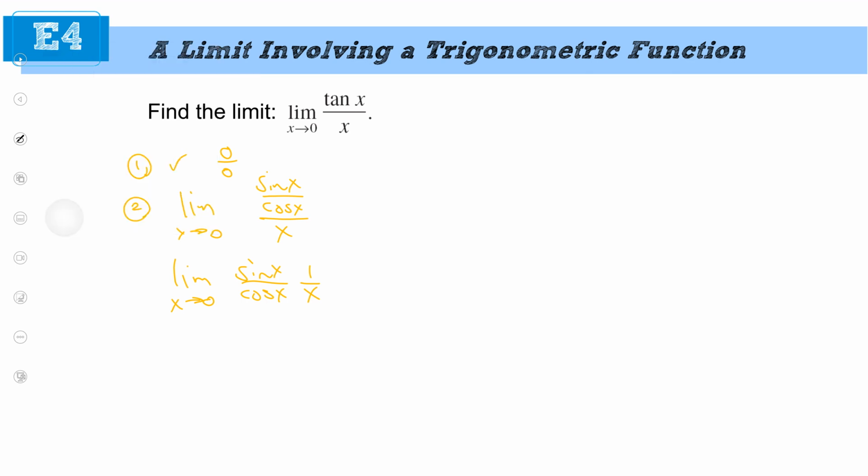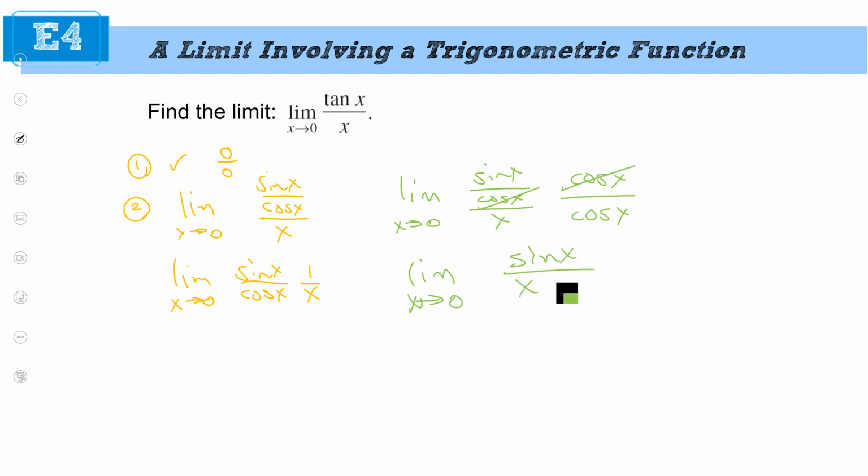Let's use green. The limit as x approaches 0 of the sine of x over cosine of x all over x, times cosine of x over cosine of x. Is that a legal move? Yeah, it's equal to 1, and you can multiply anything by 1 and it doesn't change the value. The limit as x approaches 0 of the sine of x over x times the cosine of x.